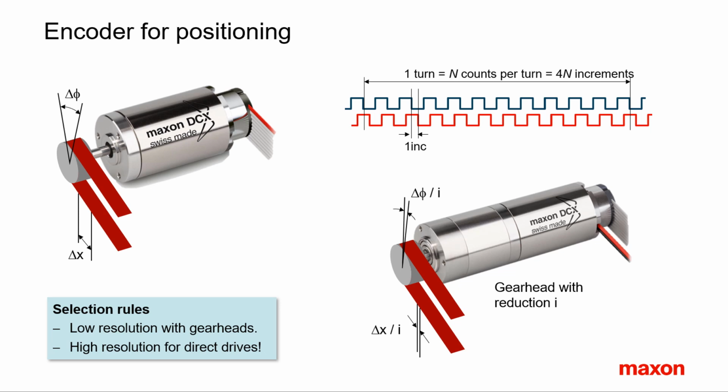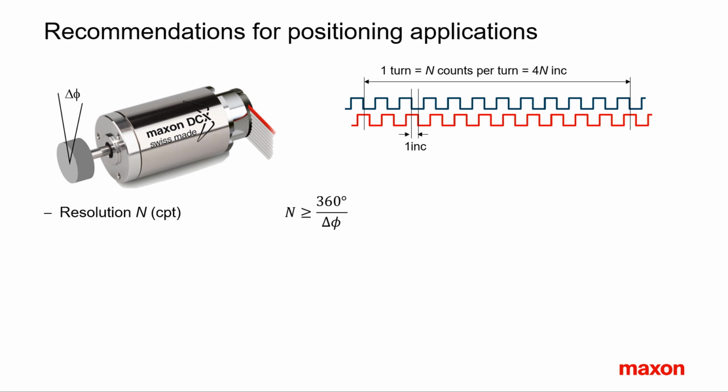For the following, we focus on motors alone, assuming that the required resolution has been calculated back to the motor shaft level. The previous general rule states that the encoder resolution n in counts per turn should be higher than 360 degrees divided by the required positioning accuracy delta phi in degrees. For instance, an angular accuracy of 1 degree requires an encoder resolution of at least 360 counts per turn, resulting in a measurement resolution of 0.25 degrees.